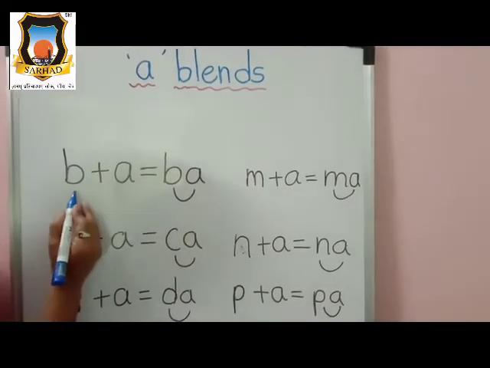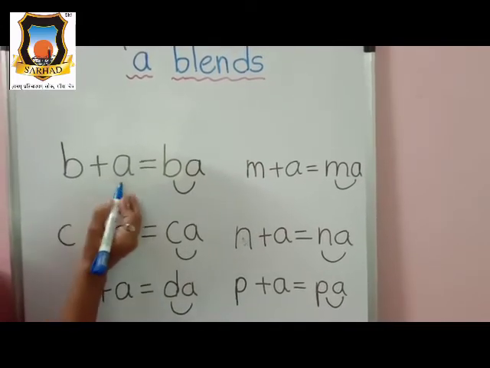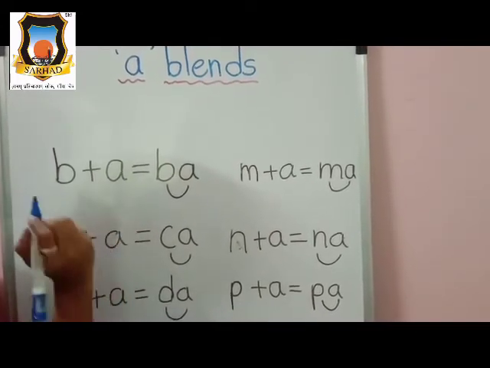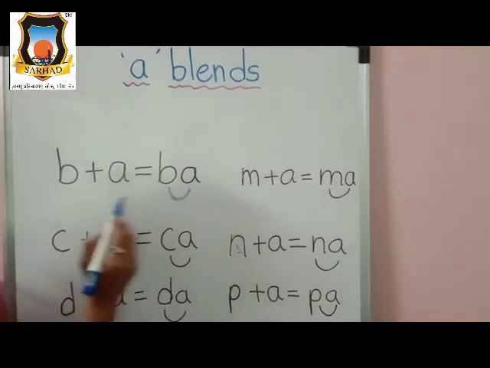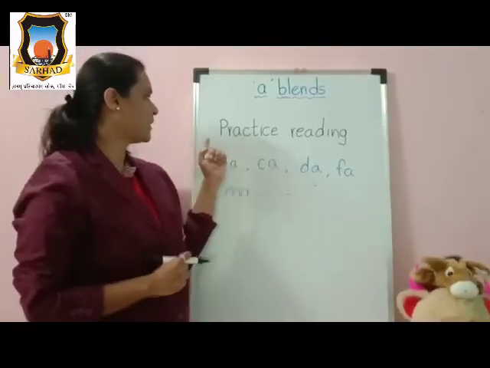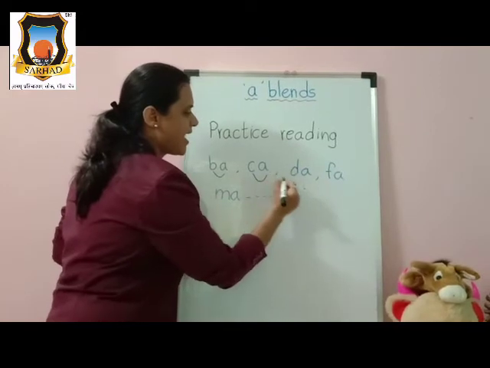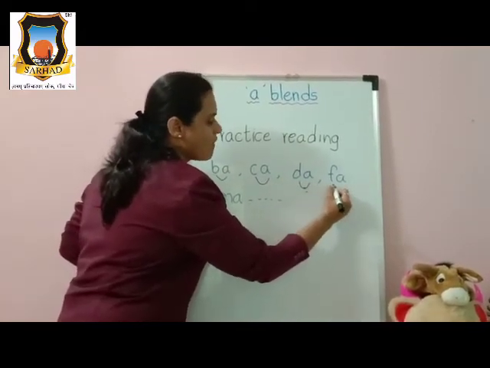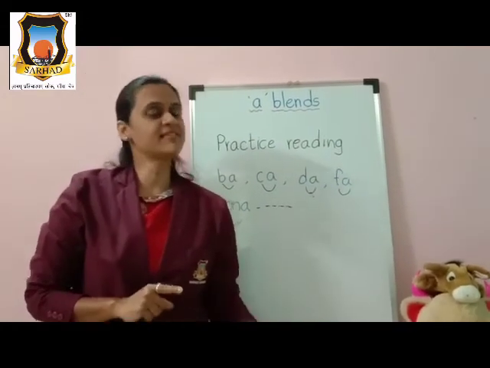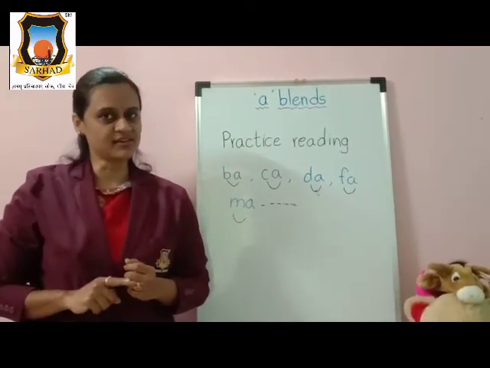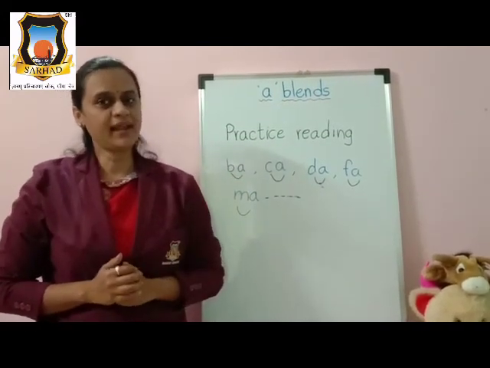And when one consonant is added before a vowel, the two letters make one sound. Okay, that makes one sound, that is called blends. To practice reading like this: ba, ka, da, fa, ma, like this. We have learned A to Z letter names, their sounds, five vowels and consonants, and A vowel, two letter blends.